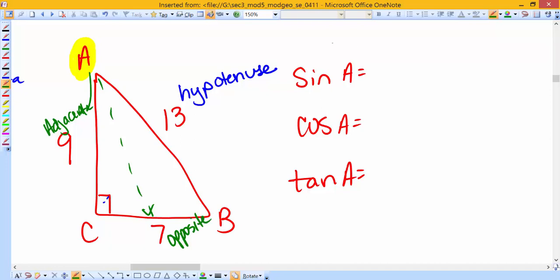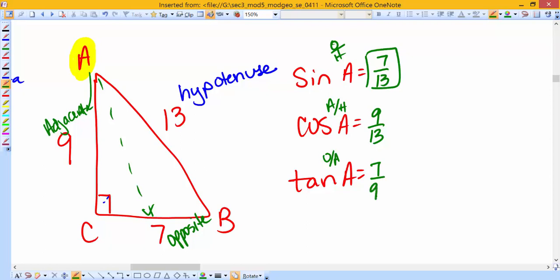So sine is opposite over hypotenuse, 7 over 13. Cosine is adjacent over hypotenuse, so 9 over 13. Tangent is opposite over adjacent, so 7 over 9. You have to have them labeled correctly or this is not going to work.